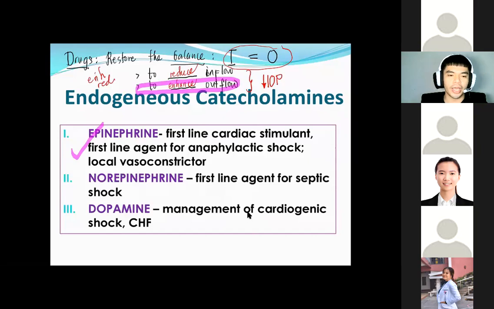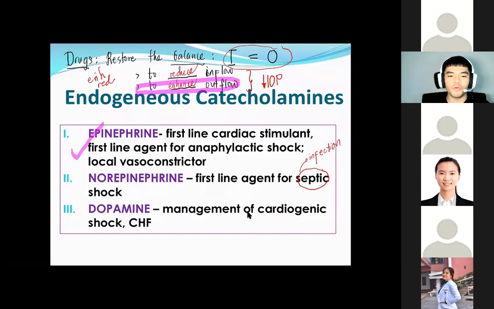Okay, norepinephrine is the first-line agent for septic shock. Another shock condition, septic shock, is caused by infection, such as bacterial infection. Again, norepinephrine is used for septic shock caused by bacterial infection.